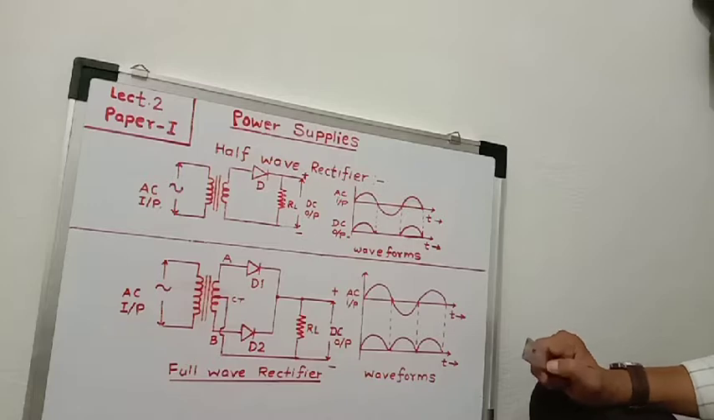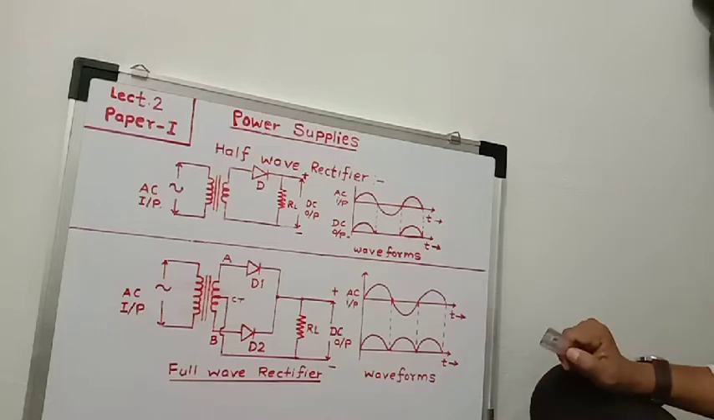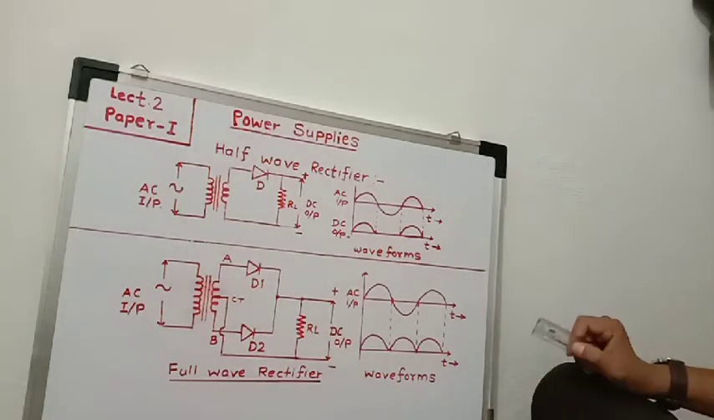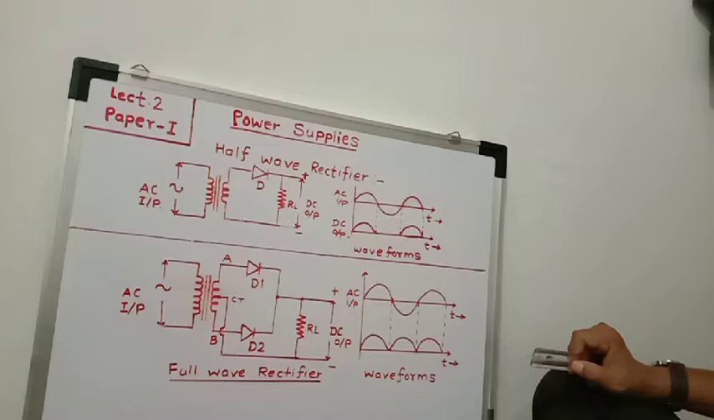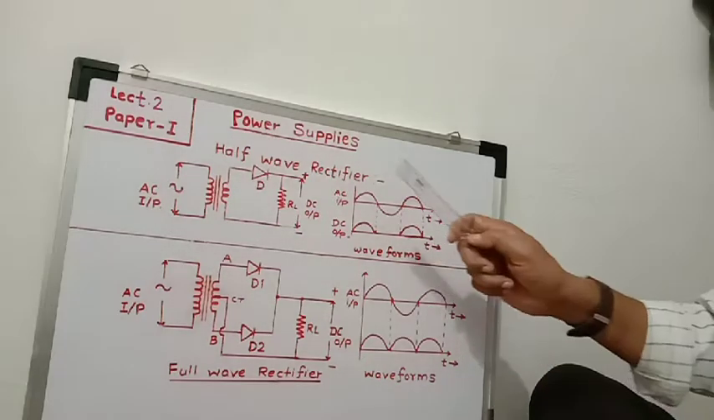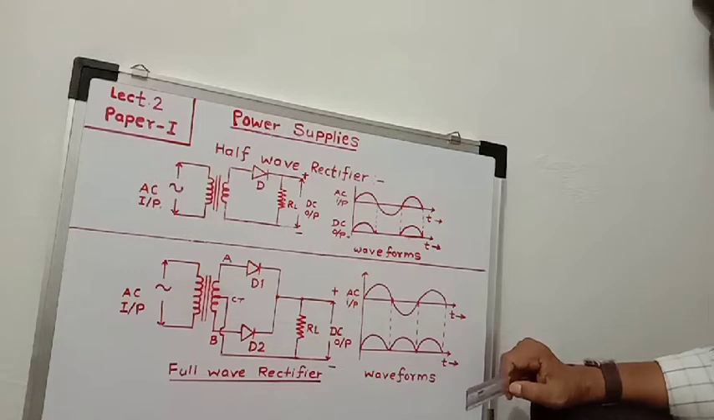3.14. So 1 upon 3.14 means 0.318. 1 upon 3.14 is equal to 0.318. Therefore, the average DC output voltage VDC is equal to 0.318 into Vp.